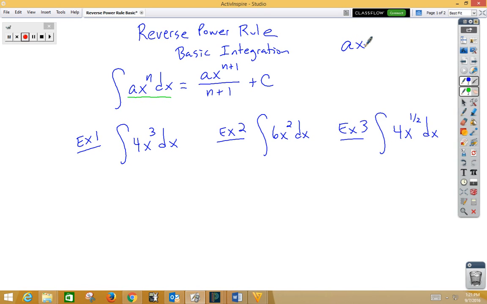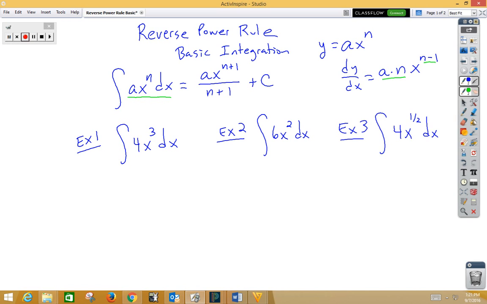If we have ax to the n and we want to take the derivative of that, dy dx would be a times n x to the n minus 1. Notice that instead of multiplication, we are dividing. Instead of subtracting 1, we are adding 1.